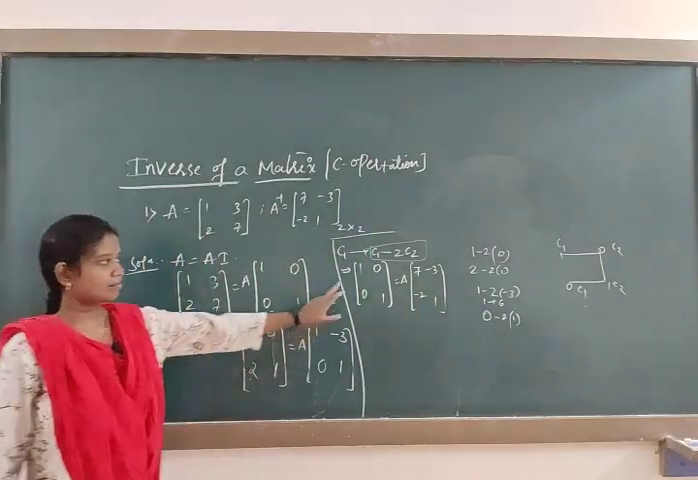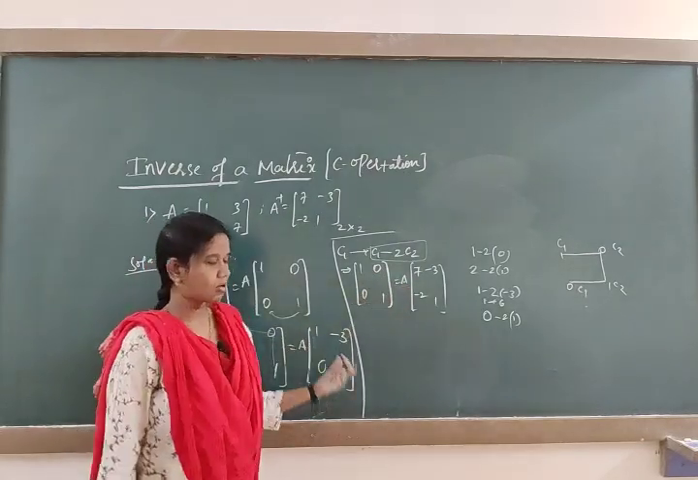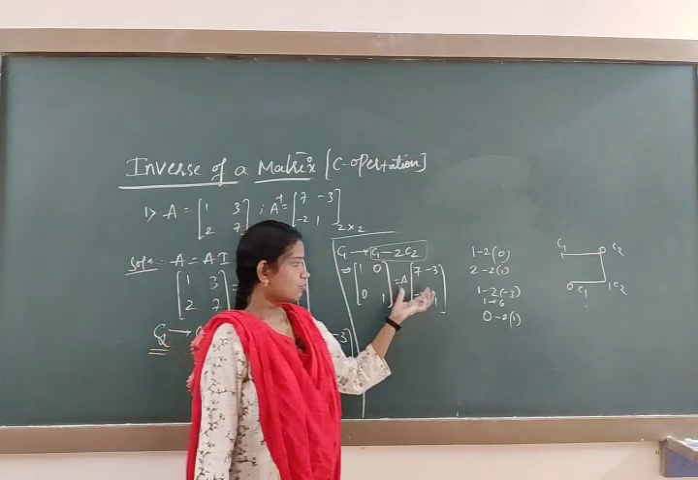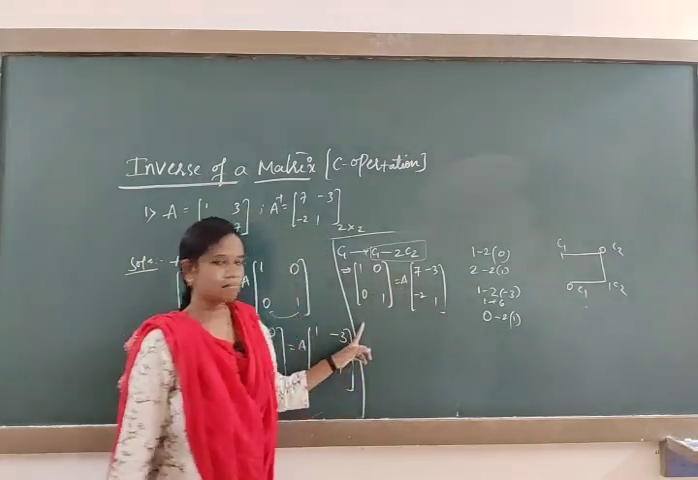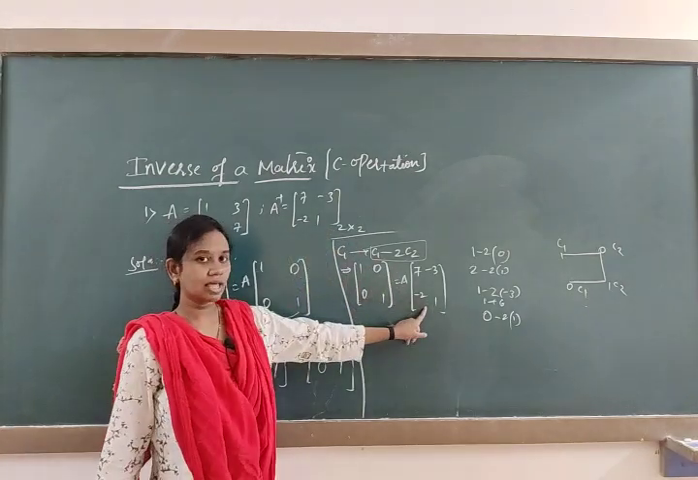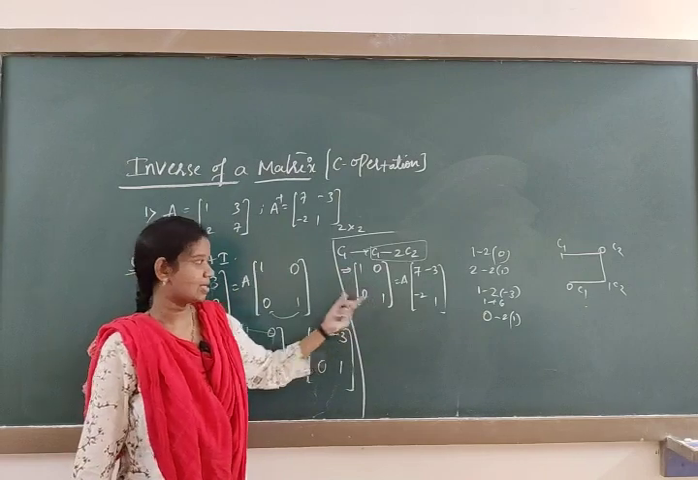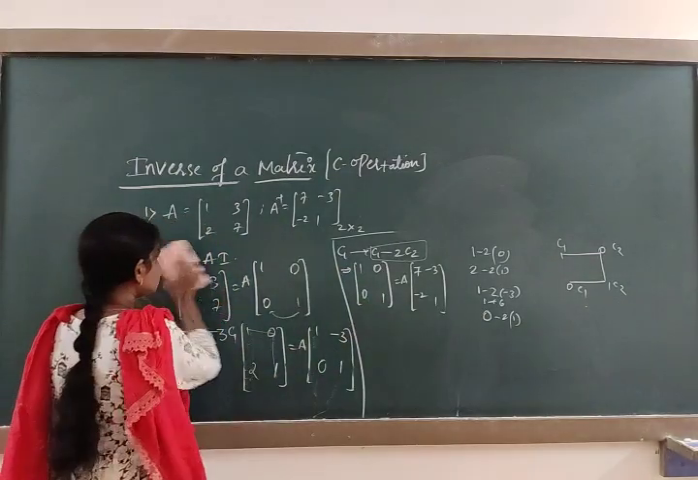So finally, we have completed A into A inverse is equal to I. Yesterday, I said that the definition of A inverse is this: if you multiply the two matrices, you have to get back the identity matrix. This is the A matrix, the given matrix. This is the obtained matrix. Multiply, and you are going to get the identity matrix. Therefore, what is our A inverse now?